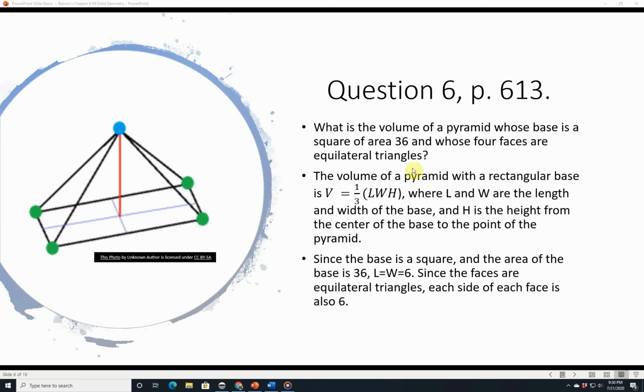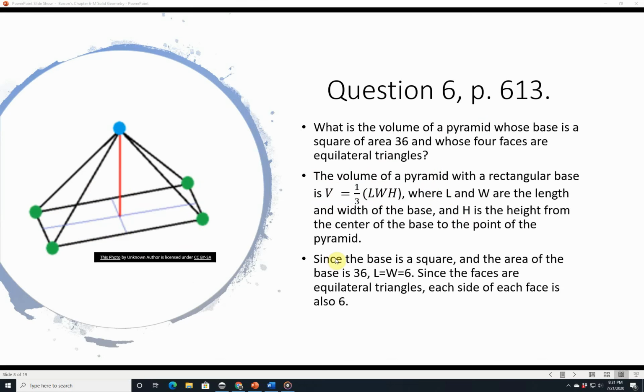So the volume of a pyramid with a rectangular base is V equals 1/3 L times W times H, where L and W are the length and the width of the base. So this would be the length, this would be the width. And H is the height from the center of the base to the point of the pyramid. So that's this red line right here.